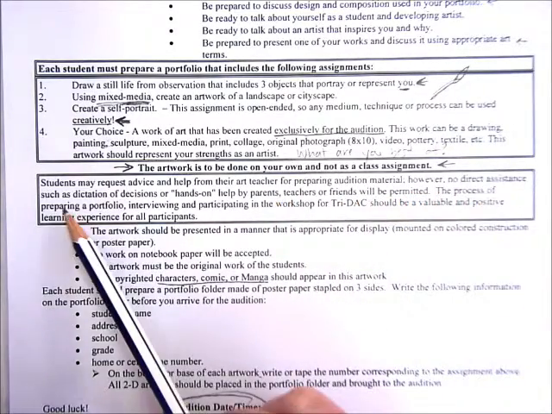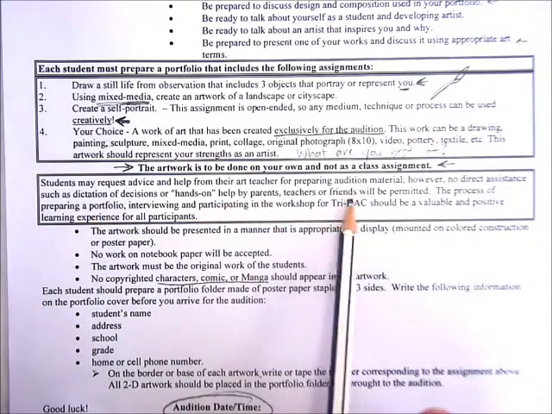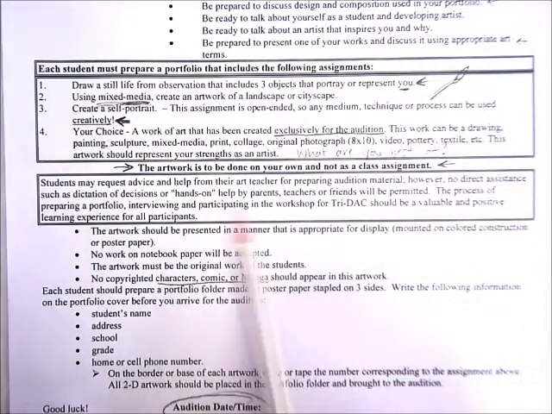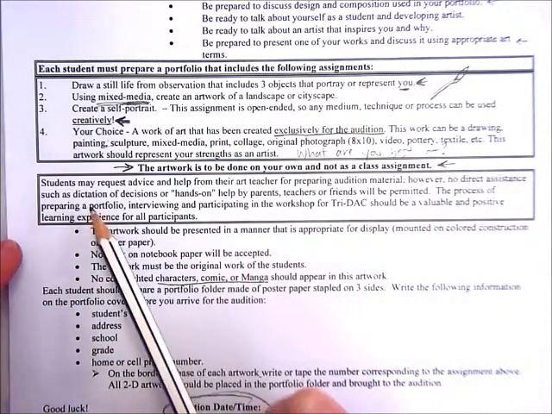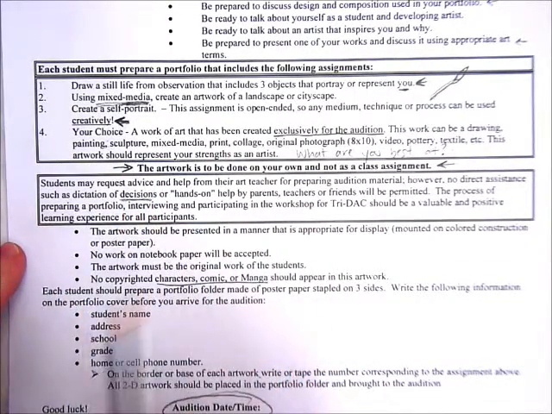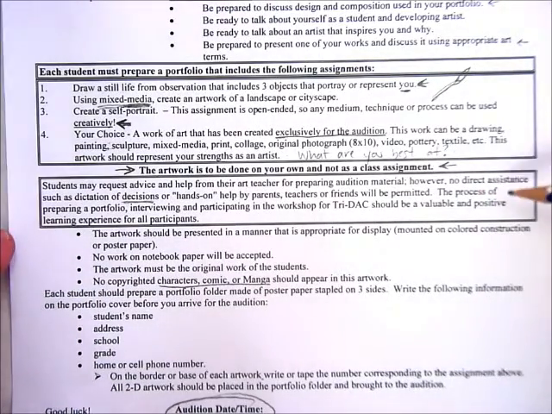However, no direct assistance such as dictation of decisions or hands-on help by parents, teachers, or friends will be permitted. That's why it can't be a classroom assignment, because it can't be something that I've asked you to do, okay? Because then that means that I've made decisions about the project. You need to make all the decisions yourself, which is good. You get some ownership over it.